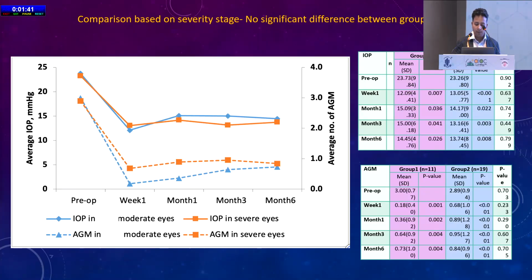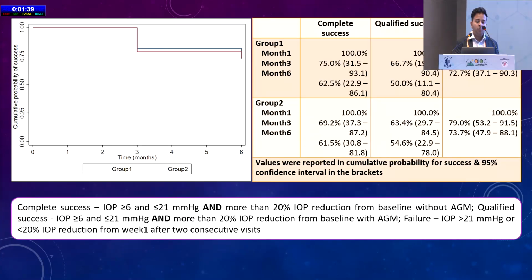If we look at the complete and qualified success, in group 1 we achieved an overall success of 72.7% at 6 months and 62.5% complete success. In group 2, the advanced group, we had 73.7% overall success, and at 6 months, 61.5% complete success.